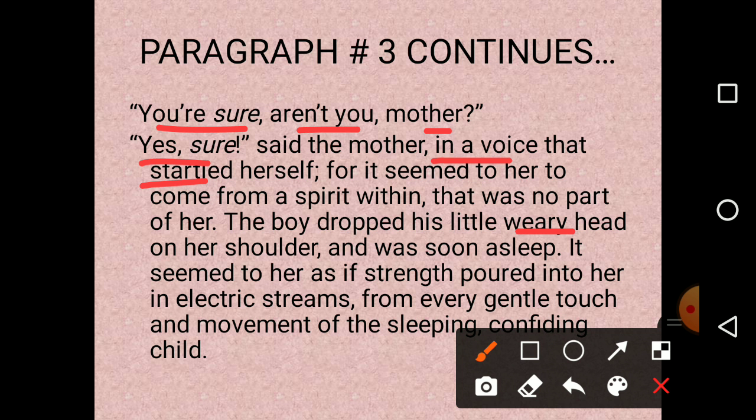also tired now. It seemed to her as if strength poured into her in electric streams, just like electric waves. Strength was coming inside her body, just like electric current. Something is charging her. What is charging actually? It was the child's slow movements and gentle touches. The touch of the child and the movement of the child in her hands was actually charging her.